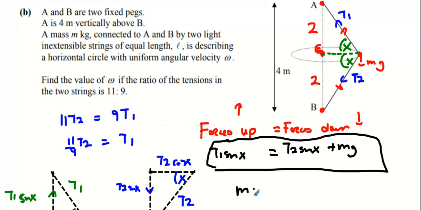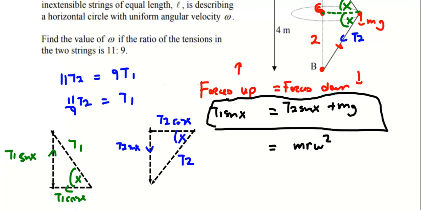Centripetal force, which is ma, is going to equal m r omega squared. The thing to remember about centripetal acceleration is that it's the force going towards the center of the circle. There are two forces going towards the center of the circle: T1 cos X and T2 cos X. So it's T1 cos X plus T2 cos X, and that equals our m r omega squared.